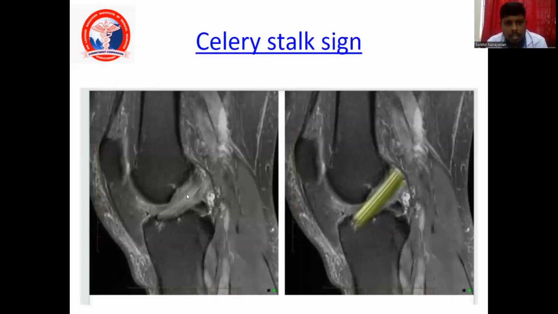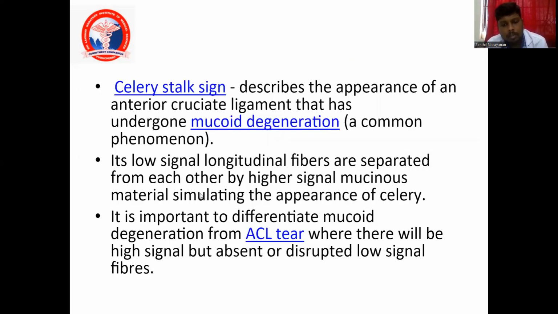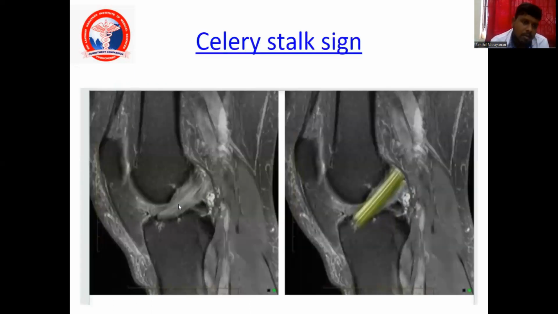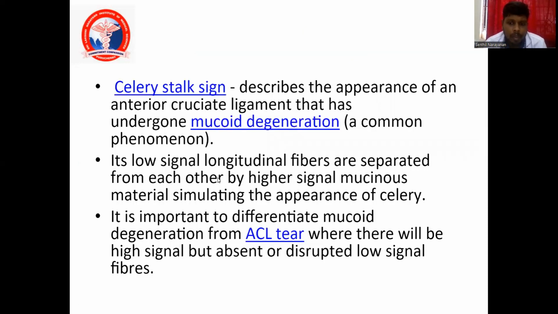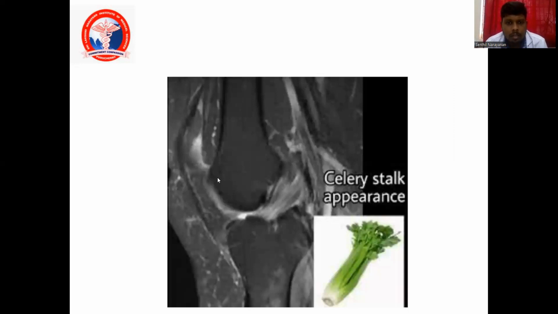In a tear there is diffuse high signal and disrupted low signal fibers. In mucoid degeneration, the ACL will have low signal fibers, giving the celery stalk appearance.